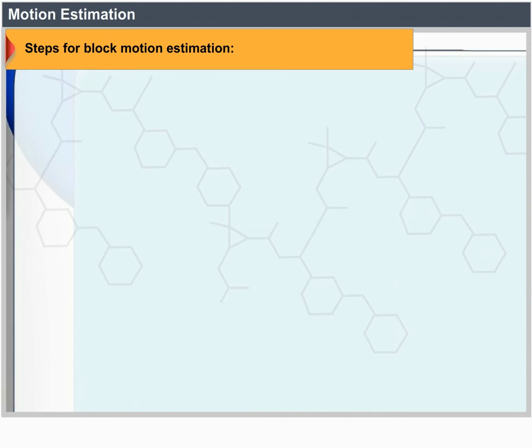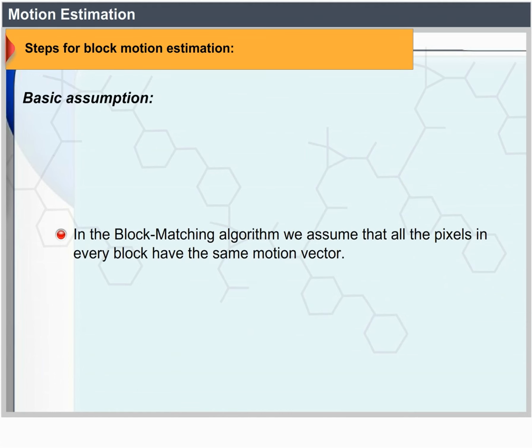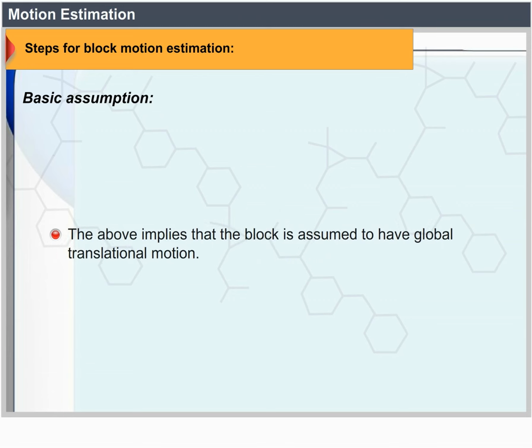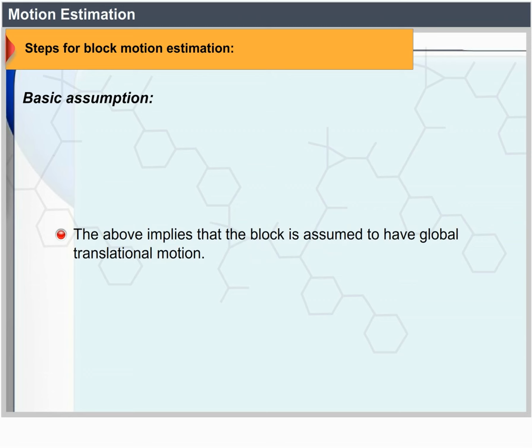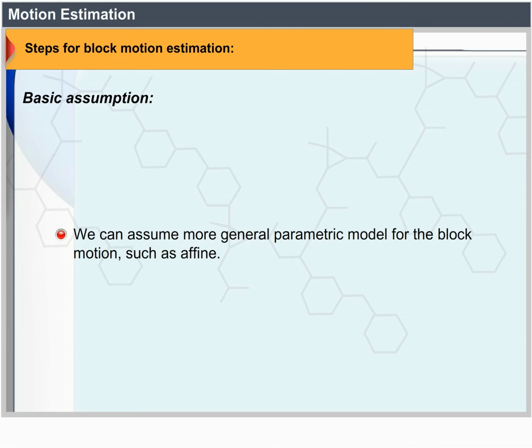The basic assumptions in this process are: in the block matching algorithm, we assume that all the pixels in every block have the same motion vector. This implies that the block is assumed to have global translational motion. We can assume a more general parametric model for the block motion, such as affine.